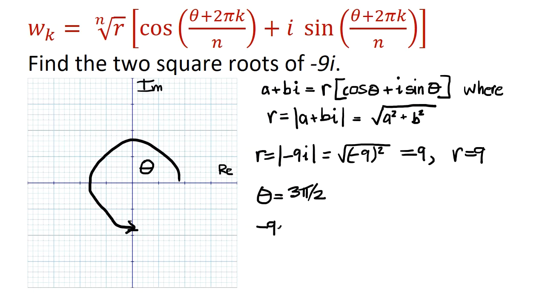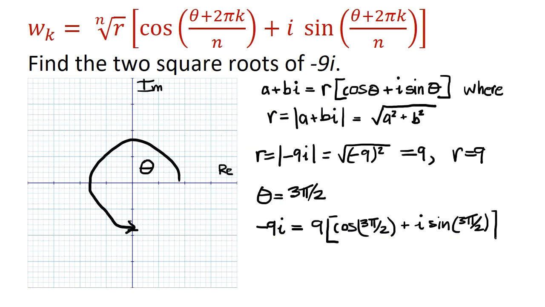So minus 9i is equal to r, which is 9, times the cosine of 3 pi over 2. That's just going to be 0, isn't it? Plus i times the sine of 3 pi over 2. And sine of 3 pi over 2 is just going to be negative, so that's going to give me negative 9i. So that is in fact correct. And only now that I have this written in trigonometric form, I can apply the theorem.